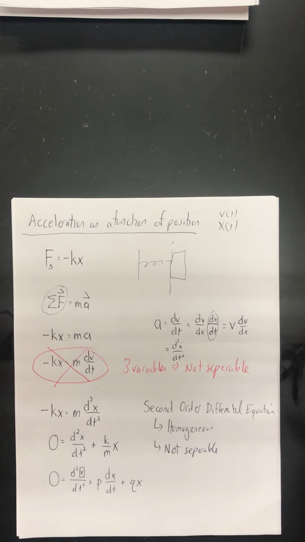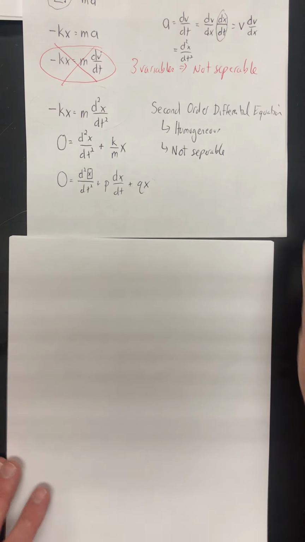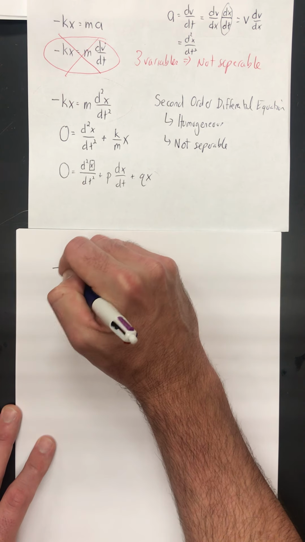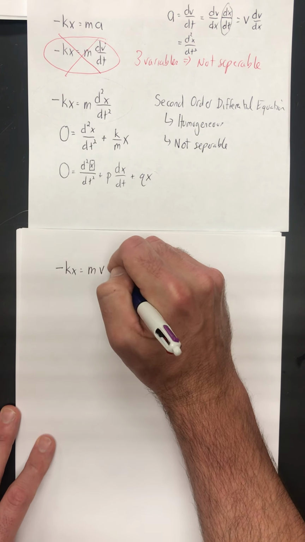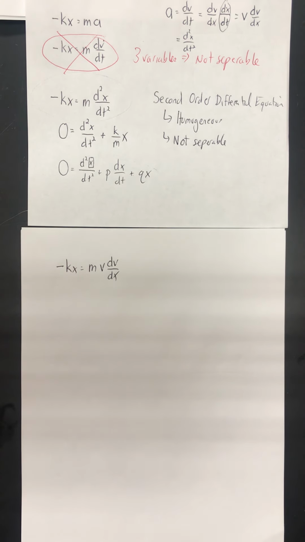And there's our third substitution for a. And that's a good one. It's going to come up quite often. So a is equal to v dv dx, which is just kind of fun to say. A is equal to v dv dx. So let's use that substitution in this case. Okay, so I've got negative kx is equal to m v dv dx. Now the nice thing about that is we look at that, it's a first order equation, and it is separable.